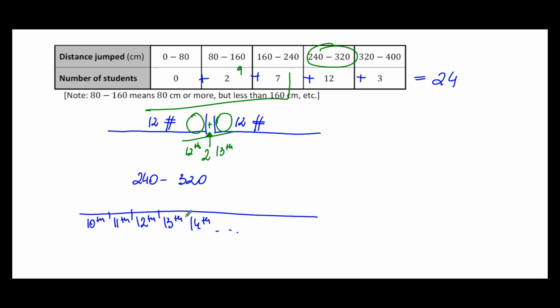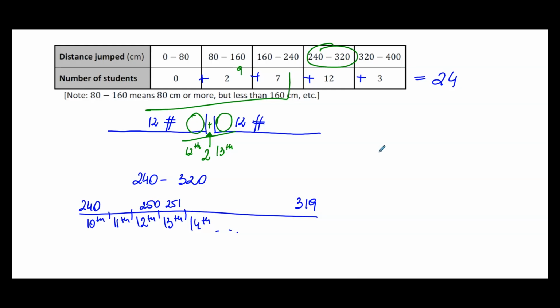The problem we have is that we don't know what those values are. The lowest value that I could have is 240. The highest value is 319, because it has to be below 320. That's the reason why we are saying estimate the best we can. If we have 12 values here and we are looking at the 10th, 11th, 12th, 13th, these are very close to 240. I don't know, we can say maybe 250, 251. We don't know actually.